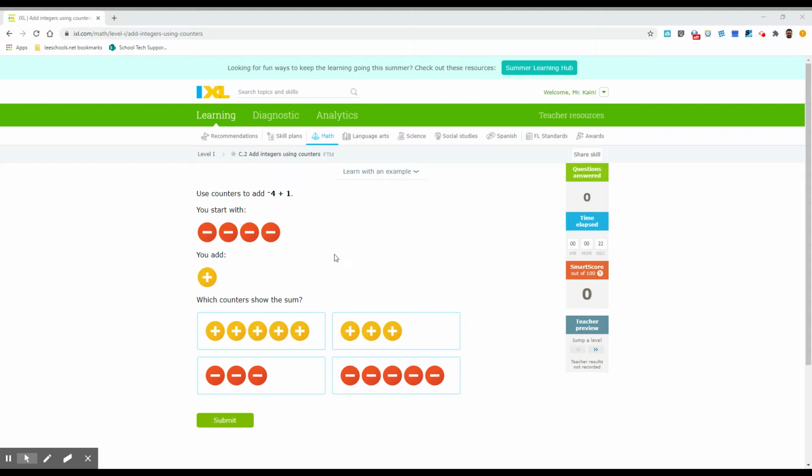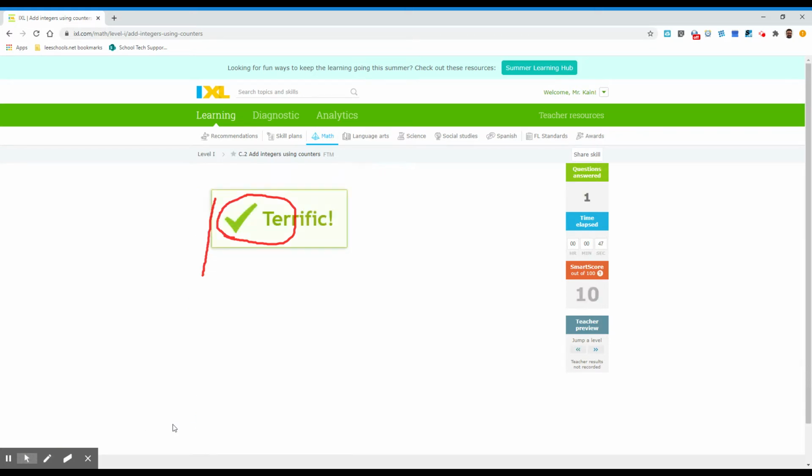Let's get started. So I don't do a lot of counters in class because when it comes down to it, you have to learn the rules and you have to learn them quick. It's good to kind of see it in the beginning. The way these counters work is that they cancel each other out. So the positive cancels out a negative. So what are you left with? You're left with 3 negatives, which is why the answer is this one right here.